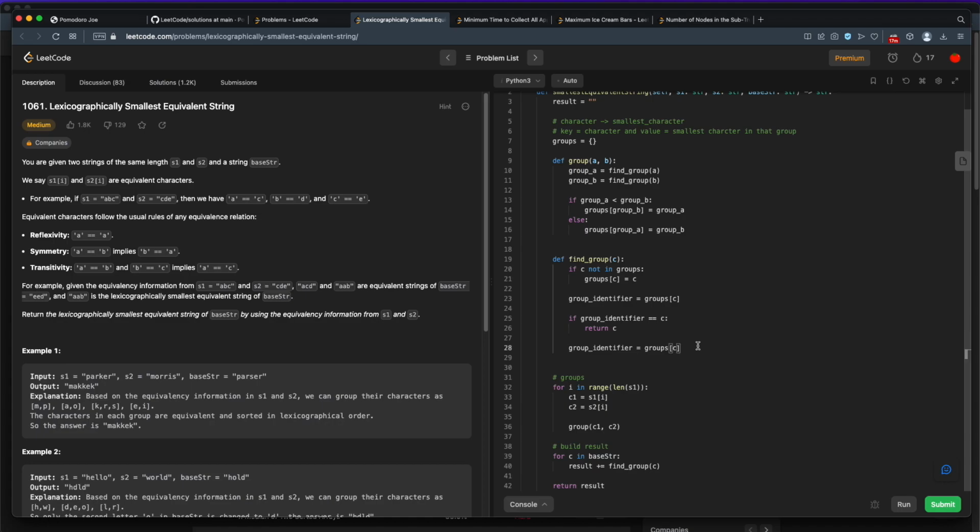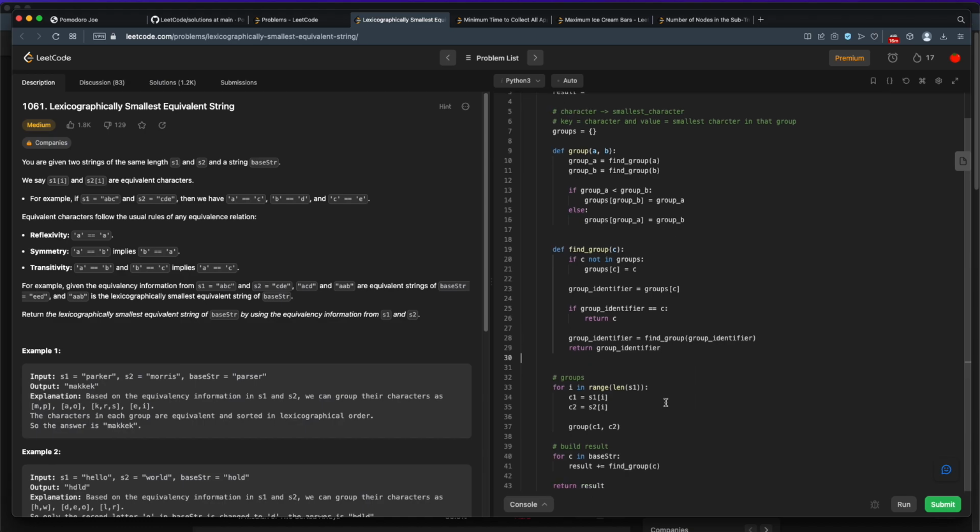If this is not the smallest character in the group, then we want to keep going. We want to find the smallest character. So then we can say, well, let's see, actually our group identifier is not the value in the dictionary for this character. It's going to be whatever we can find for that group identifier's root. So we keep recursing to find the smallest group identifier, and then we can finally return that group identifier.